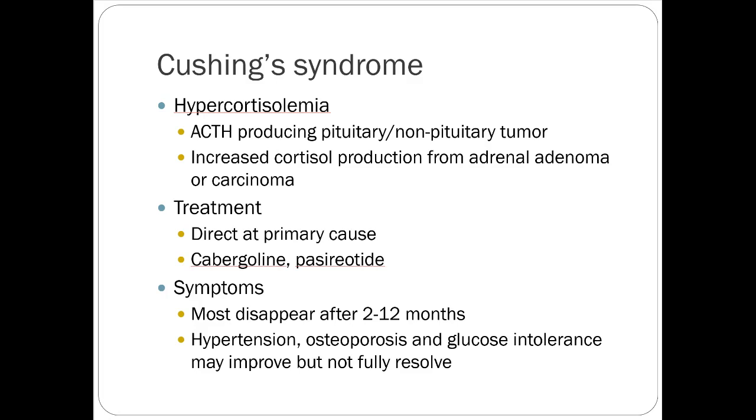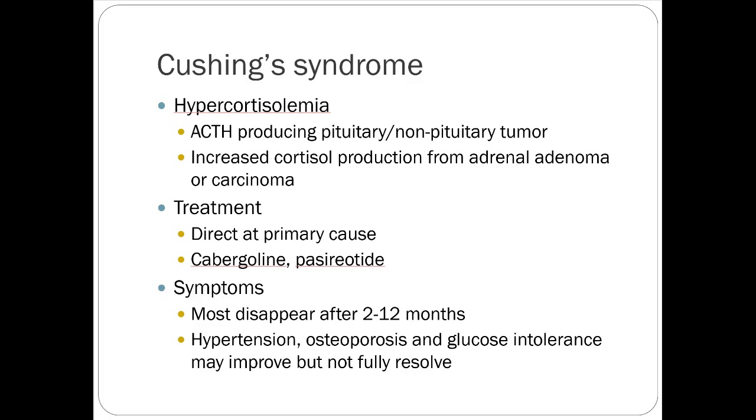There's a couple drugs here that I'm not going to test you on. I'm not going to really go into more details on them, but they do work to suppress some of these processes. Super rare, not used very often outside of oncology, but they're there in case you're curious. Symptoms, most will disappear after 2 to 12 months, but you do get hypertension, osteoporosis, glucose intolerance. And the longer you have these symptoms, the harder it is to get rid of them.